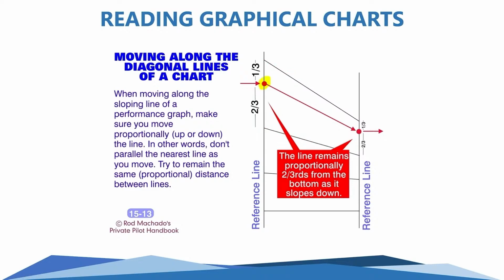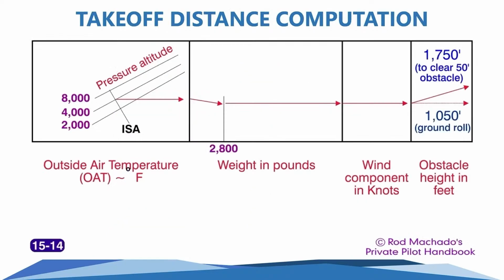Without all those wonderful colored lines, what you're actually doing is this. I'm figuring out what the outside air temperature is, and then I'm going to go to the pressure altitude. Once I figure out where that's located, I'm going to go straight across to my reference line. Then I'm going to follow the guideline down to my weight. In this case, it's 2,800 pounds.